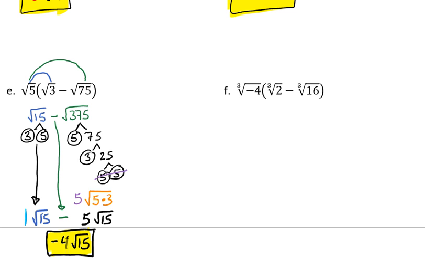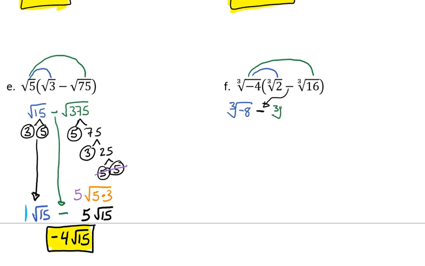Let's do letter F together. So here we have cubed roots, so it's okay that we have a negative on the inside. So we'll distribute, and that's going to give us the cubed root of negative 8 minus, because our minus right there. So if we take negative 4 and multiply that by 16, that is going to give us the cubed root of negative 64.